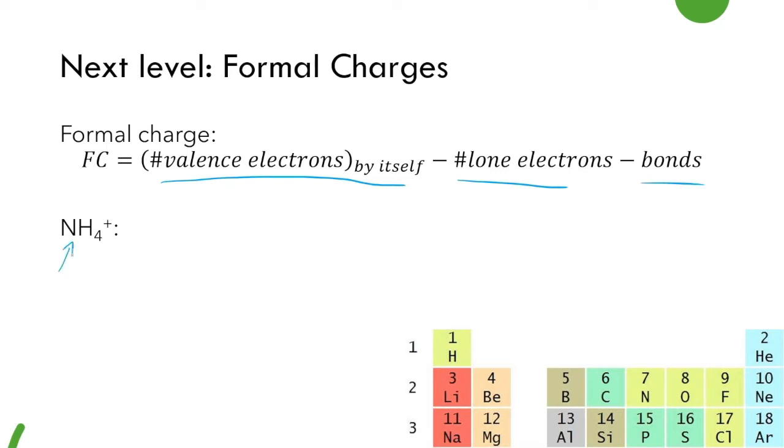Let's do this for ammonium, NH4+. So we have to draw the structure first. Let's try it. So for the nitrogen, that's going to have 5 valence electrons plus 4 hydrogens, each one having 1 valence electron. But wait, that's not all. We have this positive sign, which means the atom has lost 1 electron.